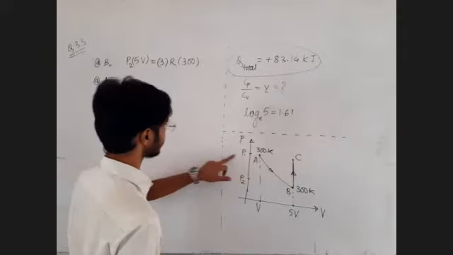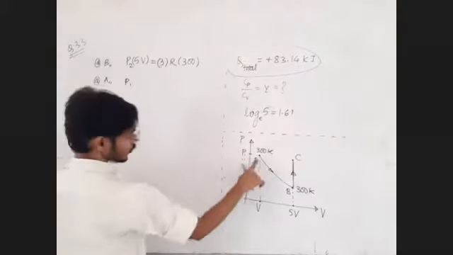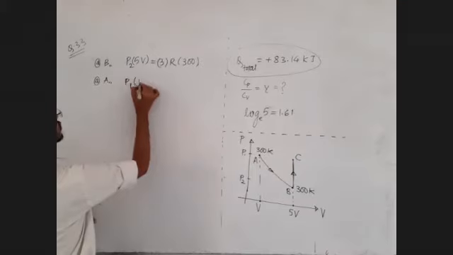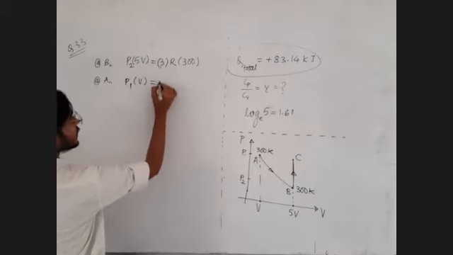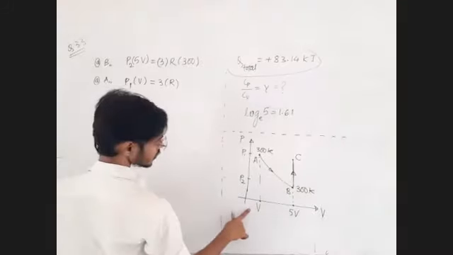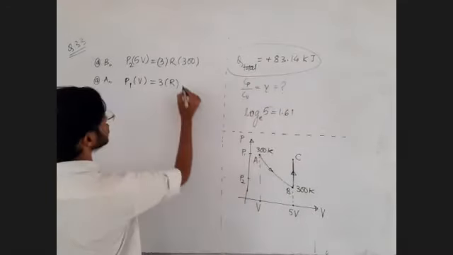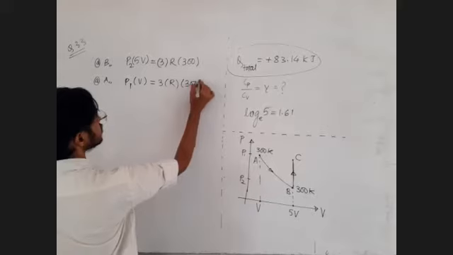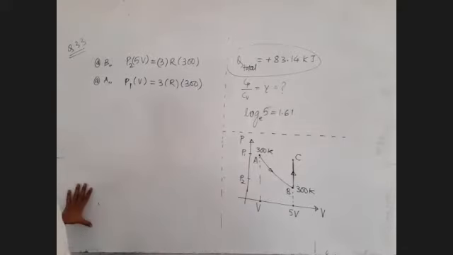P is P1, V is V. PV is equal to nRT. N is 3. R is R. T is what? T is 300. Take the ratio of these two.